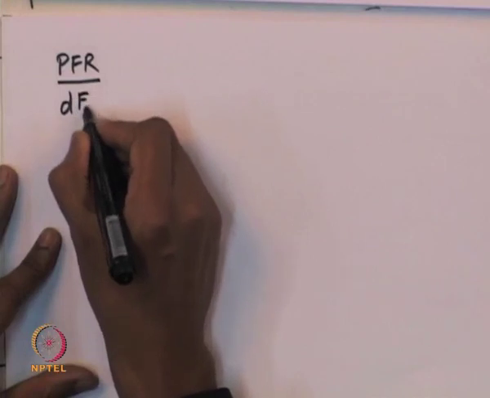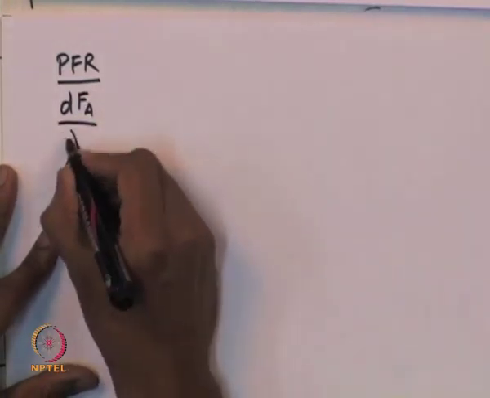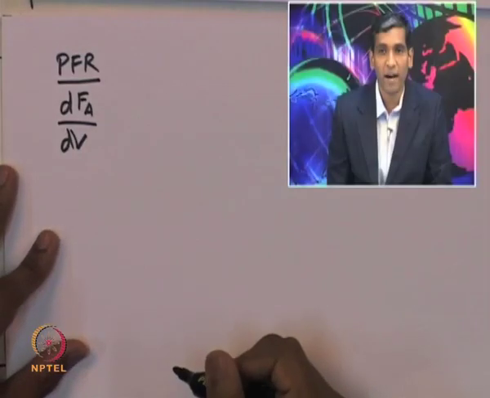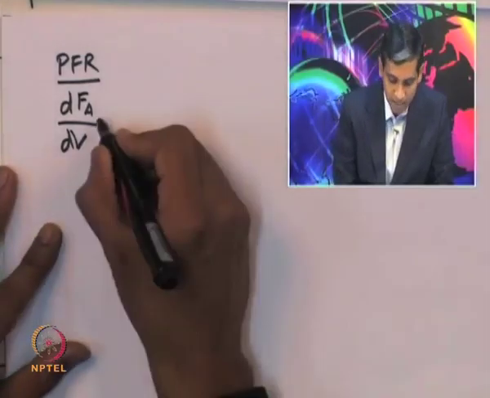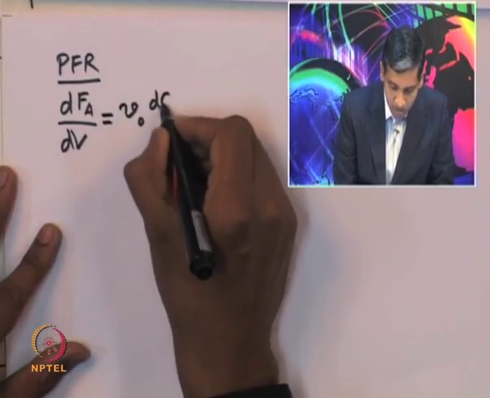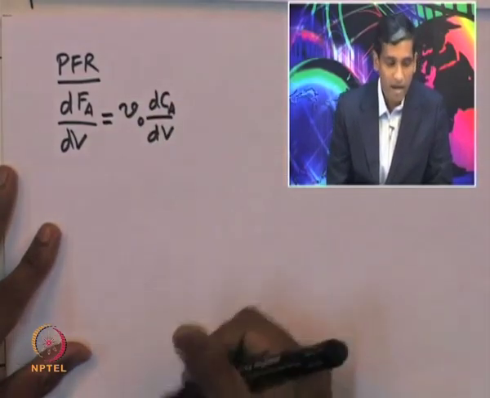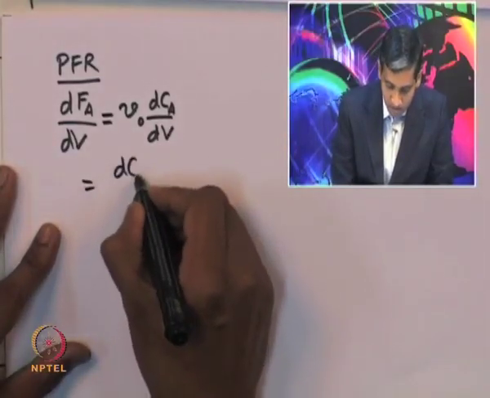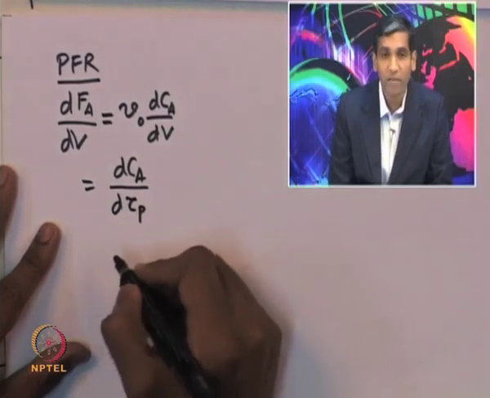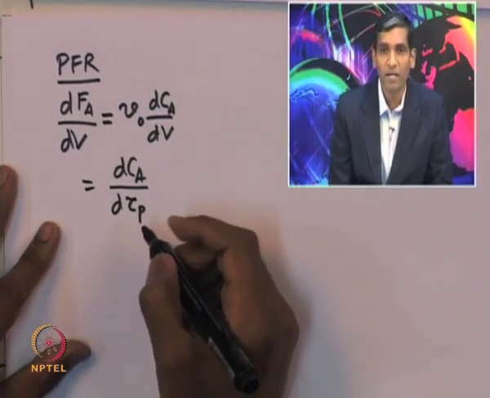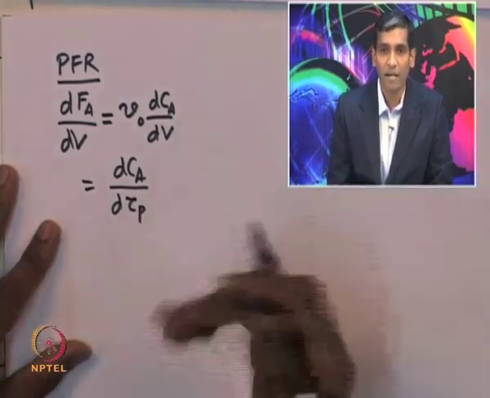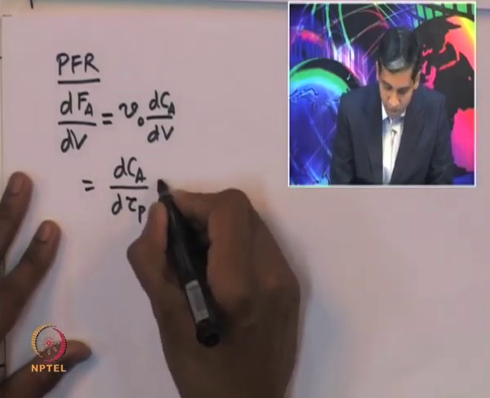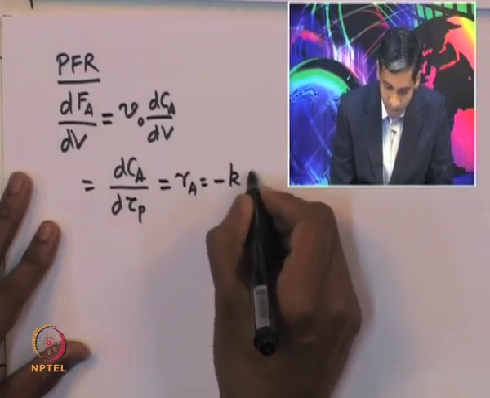So, now let us write a similar mole balance for the plug flow reactor. That is given by dFA, where Fa is the molar flow rate of the species flowing into the plug flow reactor, divided by dV, which is the volume of the reactor. That should be equal to V naught into dCA by dV, and that is equal to dCA by d tau p, assuming that the volumetric flow rate is constant, and tau p is the space time, which is the volume of the reactor divided by the corresponding volumetric flow rate, and that should be equal to Ra, which is minus K into Ca square.